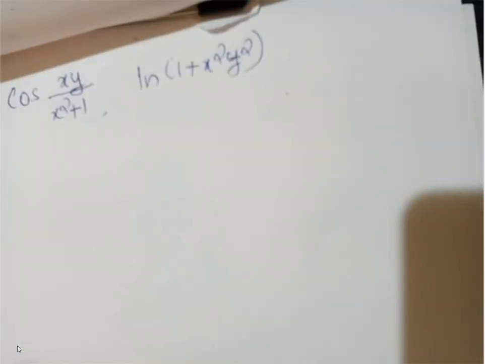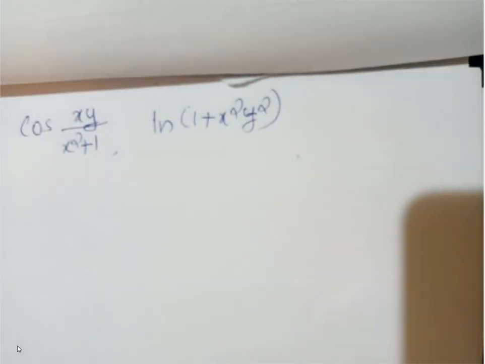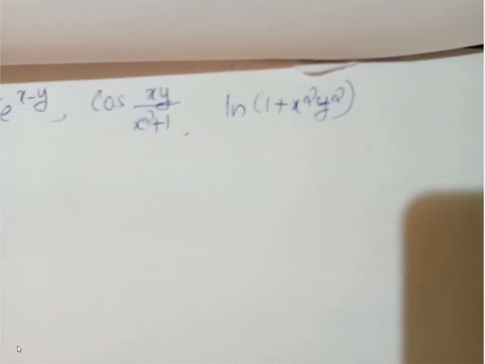So what are examples of these continuous functions, right? As in the case of functions of one variable, we know that exponential functions, cosine functions, trigonometric functions, logarithmic functions, and polynomial functions are examples of continuous functions, right? Similarly here also, the exponential function, trigonometric function, logarithmic function, etc. are continuous functions, right?